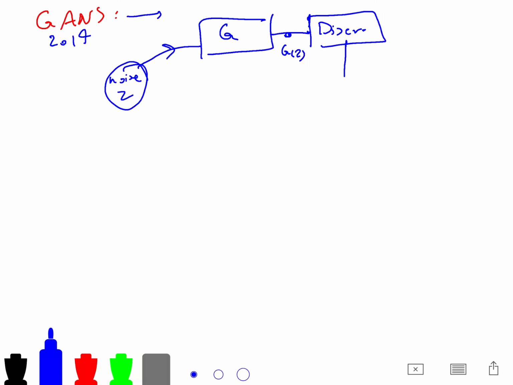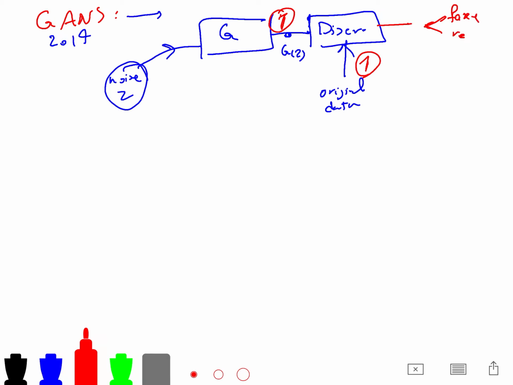The discriminator can either get original data, original images from MNIST, for example, or the generated MNIST data. For example, this could be 1. The generator generates number 1, the original data in MNIST is number 1, and we want to fool this discriminator, and we want to say if it is fake or real.